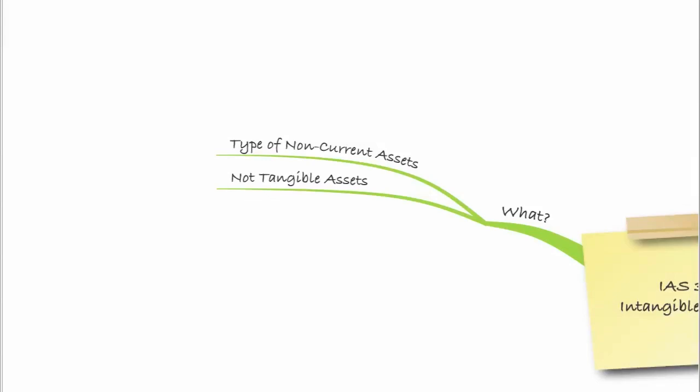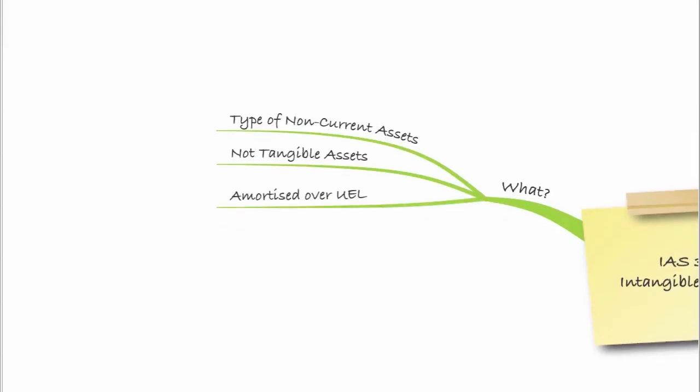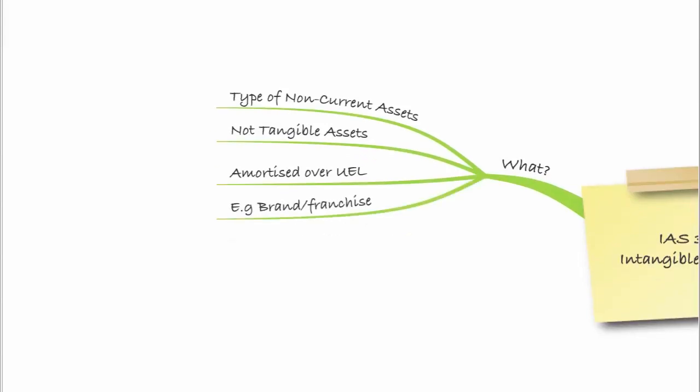So just like non-current assets are depreciated, intangible assets are amortized. Just think of that as depreciation of an intangible asset over its useful economic life. So examples that I've got here are brands, franchises, patents. Now there are some others that we'll consider as we go through, but those are some of the main ones.